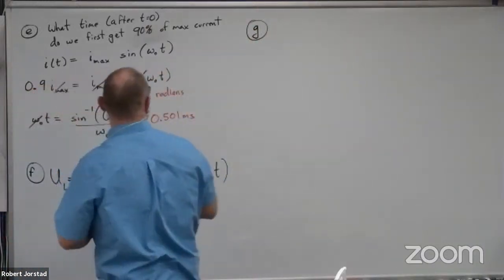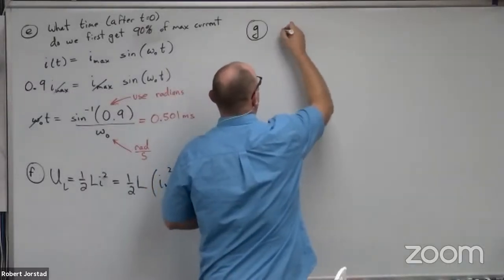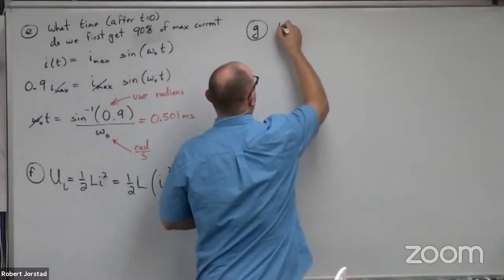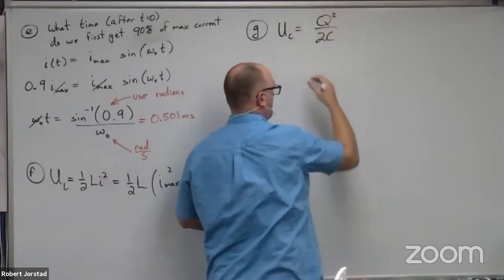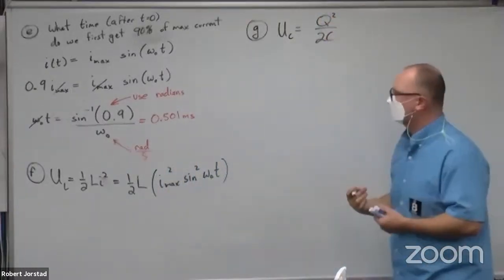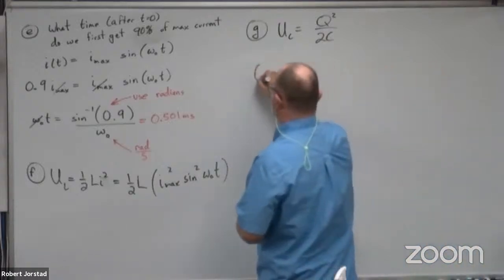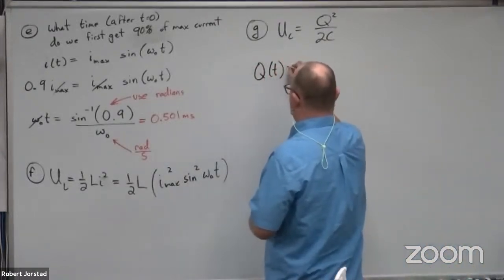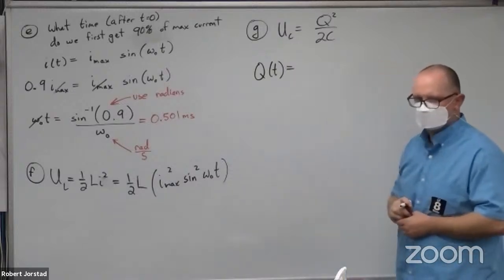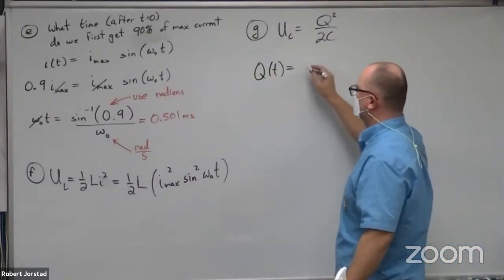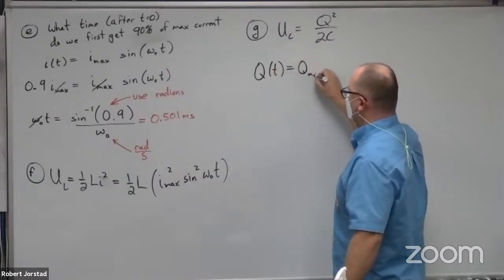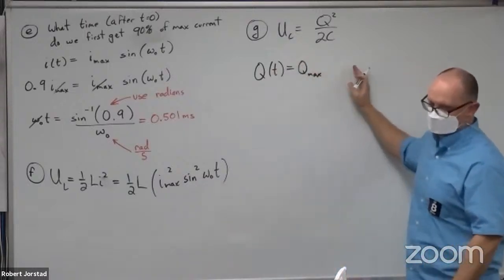Electric field, what would that be? Q squared over 2C. Okay, so UC is Q squared over 2C. Do we know what Q is? Could you tell me what Q is? Why? What's our general formula for Q of T? Q max sine or cosine.